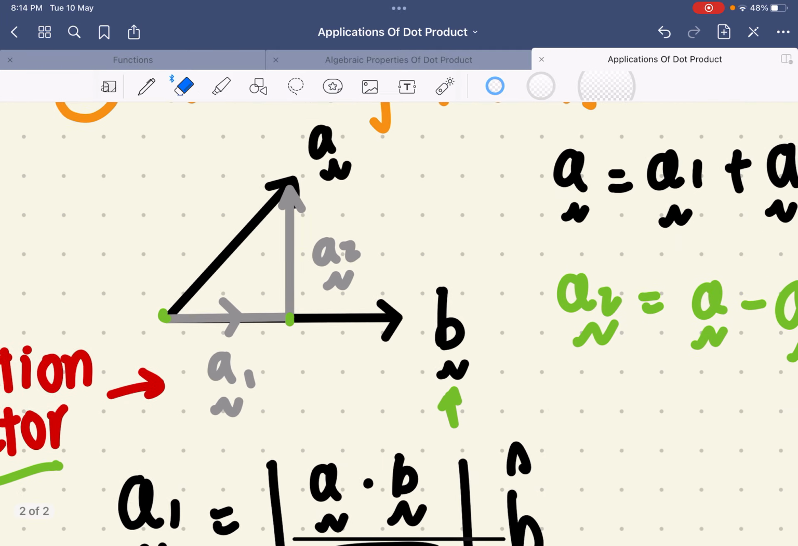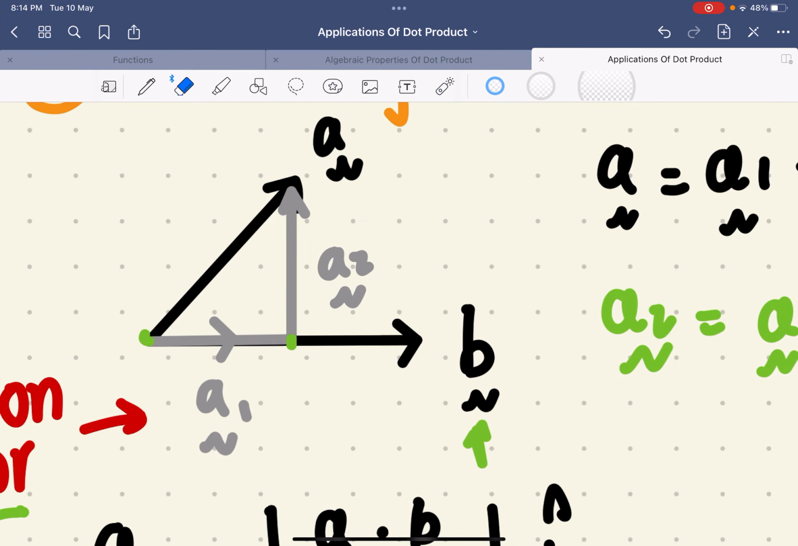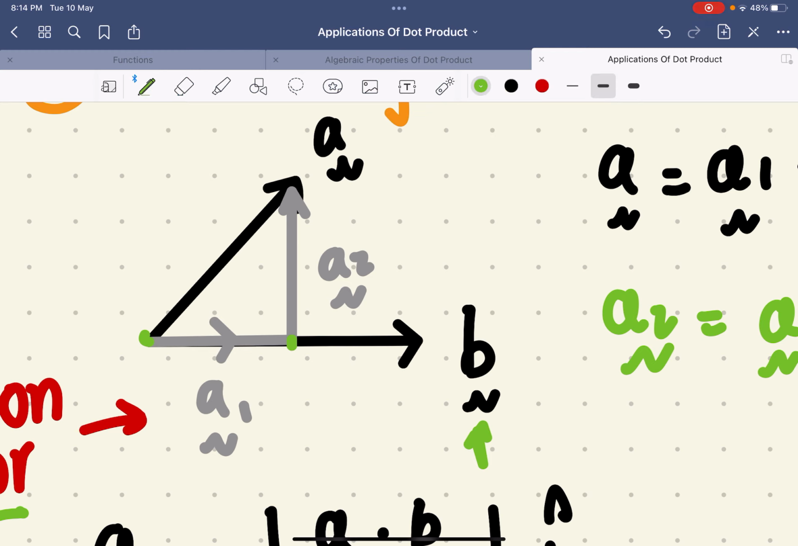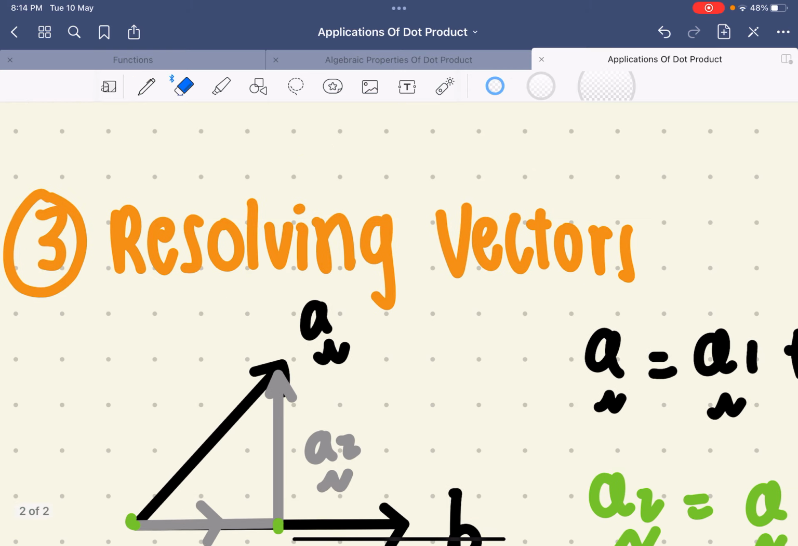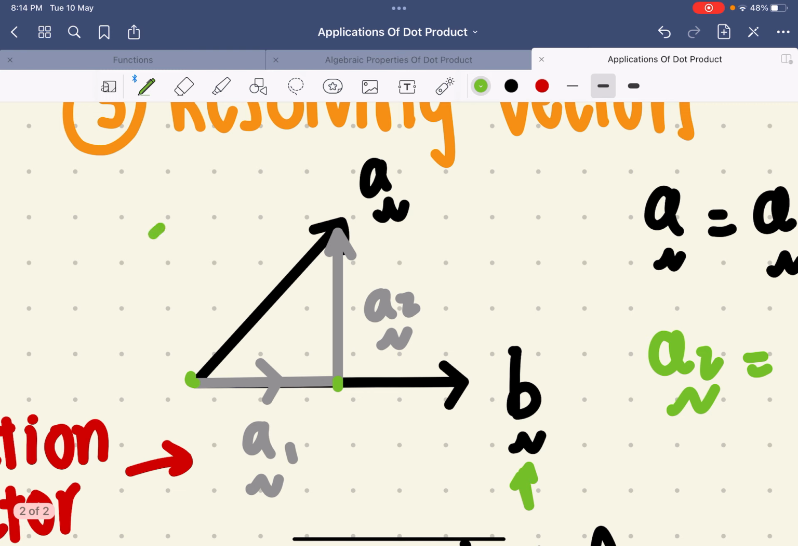Actually, it's like this. I want to find A. How do I get to point A? Point A, I want to introduce a vector A1 and a vector A2. A1 going here, A2 going here, then this one is A. Okay? We're resolving vectors. We learn in physics also. We learn in physics that we resolve vectors like this. It's the same concept.